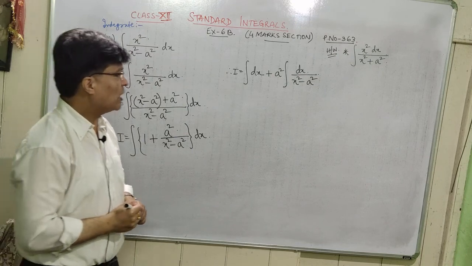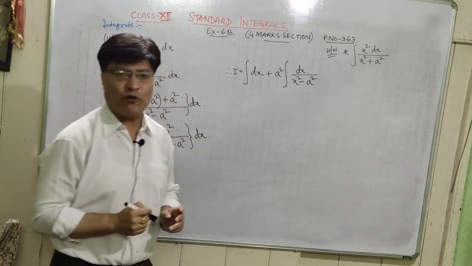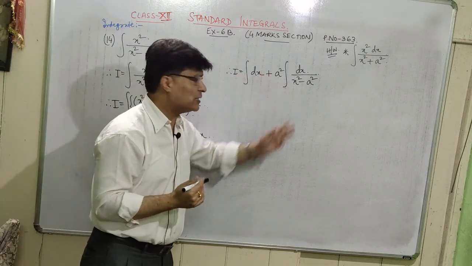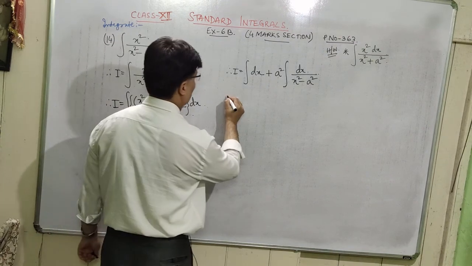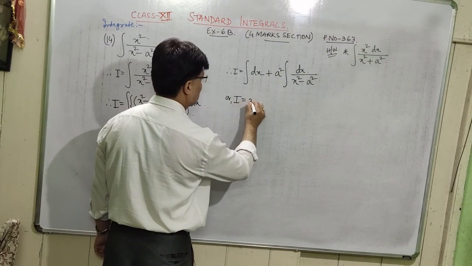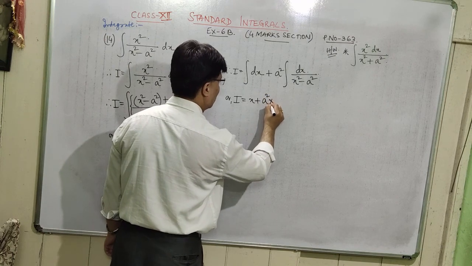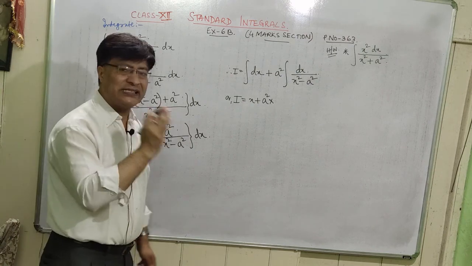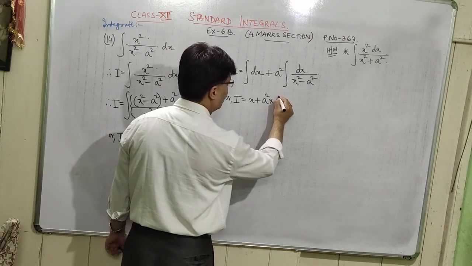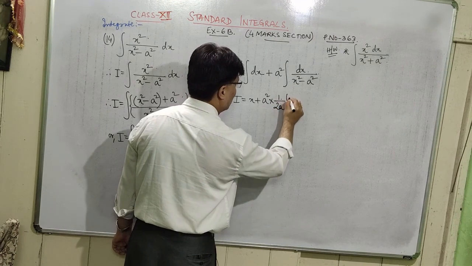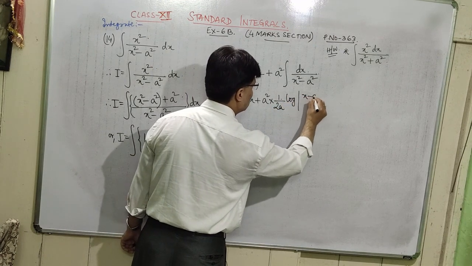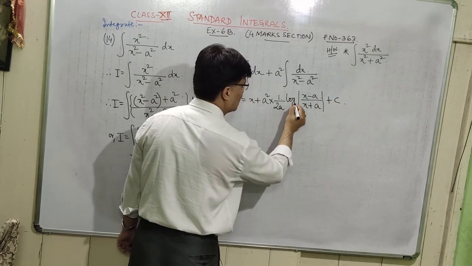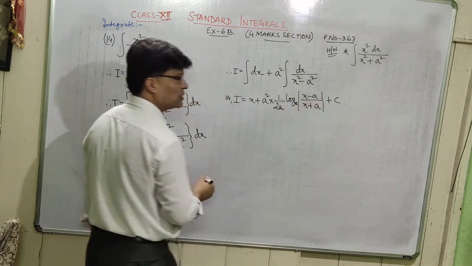Is that clear? Now this is directly in the standard integral form, that is the integration of dx upon x square minus a square. So directly in this case you can use the formula. I is equal to x plus a square into, what is this integration? You can directly use the standard integral, your second standard integral. What is the formula? It is 1 upon 2a log within mod, x minus a upon x plus a, mod sign close, and here the base is e, then plus c.